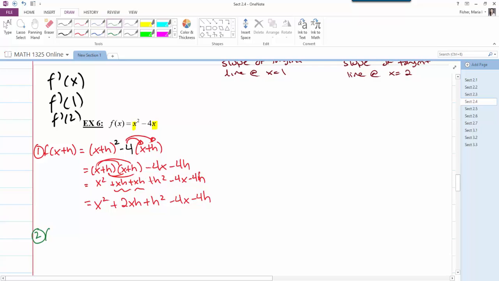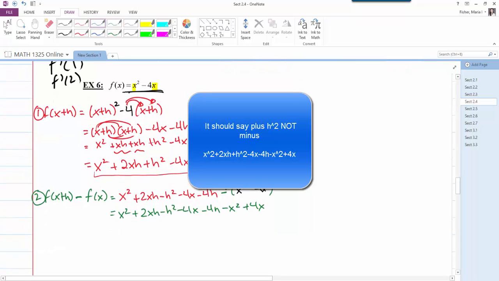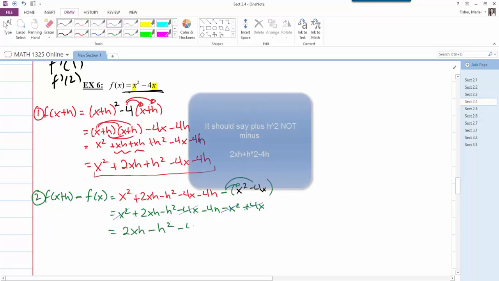Step 2 says take f of x plus h and subtract the function. So my f of x plus h is this thing above, which is your x squared plus 2xh plus h squared minus 4x minus 4h. And now I need to subtract my function. Well, the function was the given, and that given was my x squared minus 4x. So that's going to equal, if I distribute the negative, negative x squared plus 4x. What's going to cancel? Well, my x squareds cancel, and my 4x's cancel. So I'm left with 2xh plus h squared minus 4h.